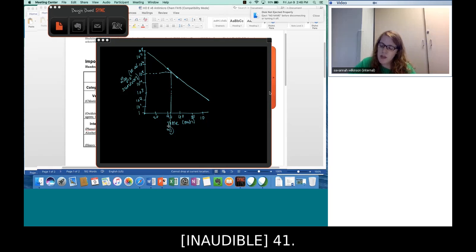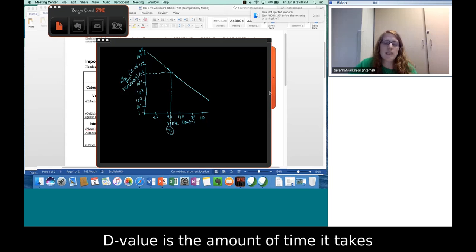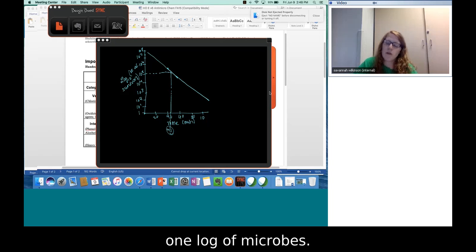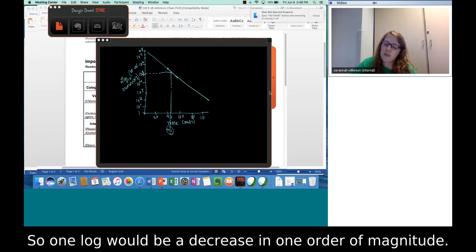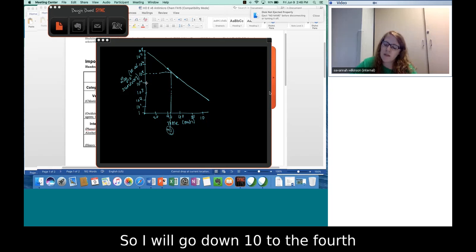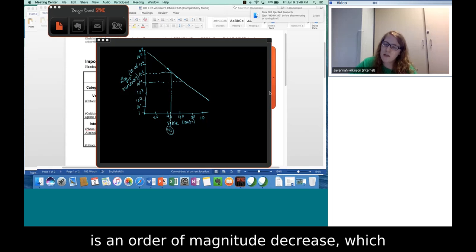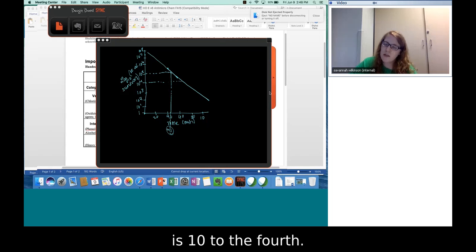D value is the amount of time it takes to kill off 90% of microbes. So the time it takes to kill off 1 log of microbes. So 1 log would be a decrease in 1 order of magnitude. So I will go down to 10 to the 4th because 1 log decrease from 10 to the 5 is an order of magnitude decrease, which is 10 to the 4th.